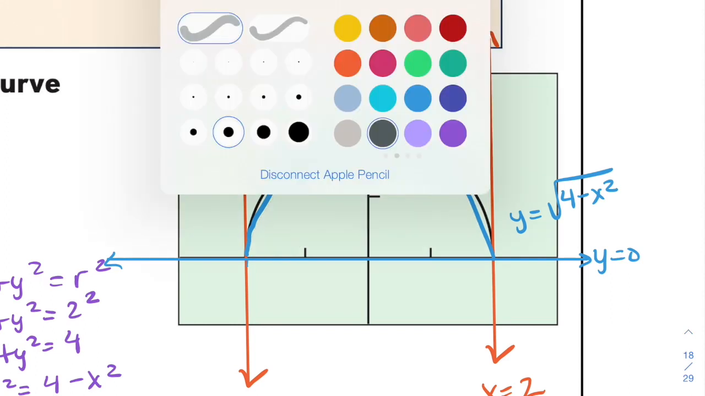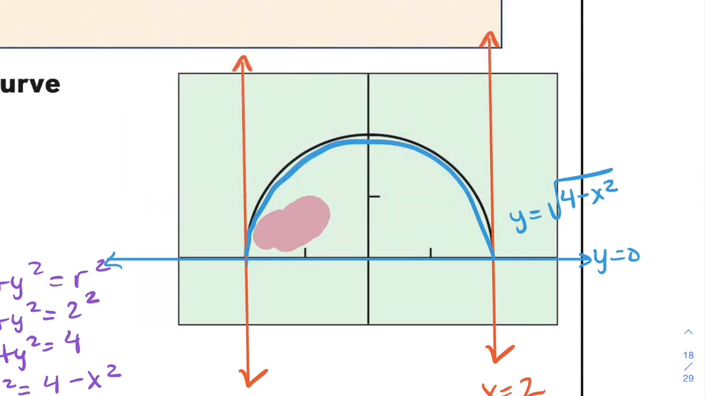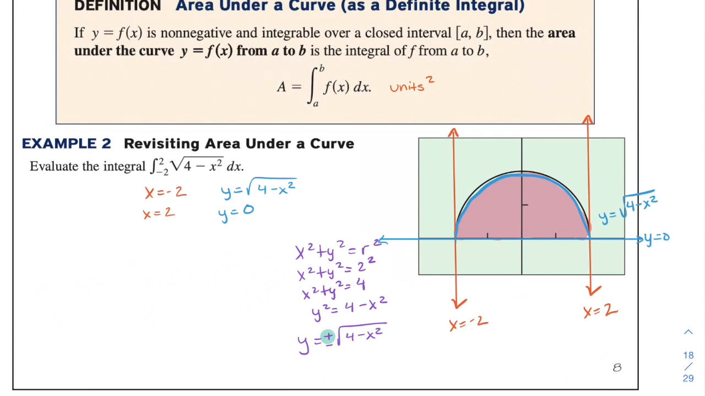Let me use this color. There we go. Okay. So the question is, where does everything fall in between? This is where all 4 items are satisfied: greater than x equals -2, lesser than x equals 2, greater than y equals 0, but also lesser than y equals 4 minus x squared. Okay? And that's what I'm bounded by.